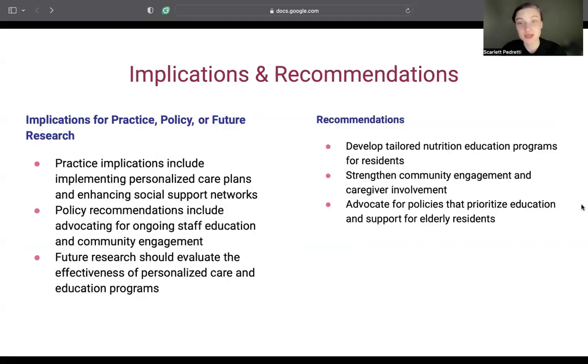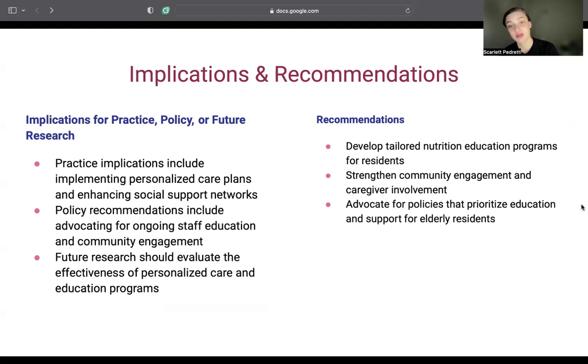So, what are the implications and recommendations of these findings? The implications for practice policy and future research could include implementing personalized care plans, enhancing social support networks in long term care facilities, as well as recommending policies that include advocating for ongoing staff education as well as community engagement. Future research should also evaluate the effectiveness of personalized care and education programs.